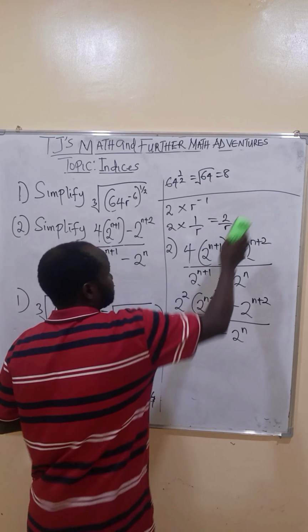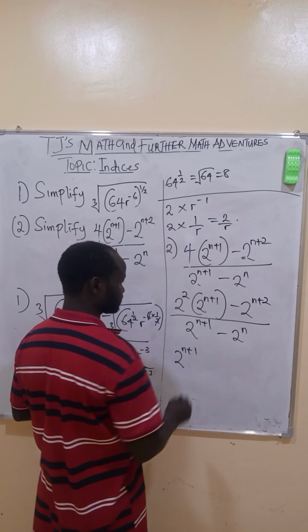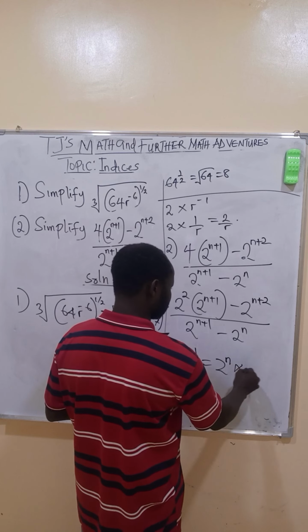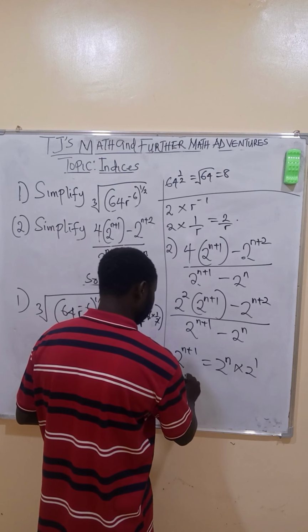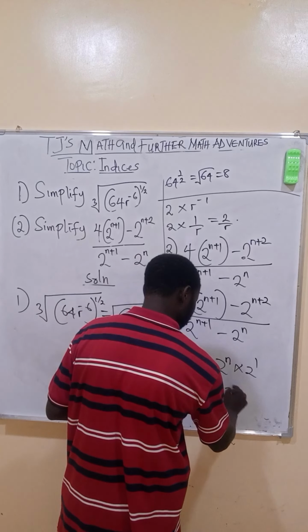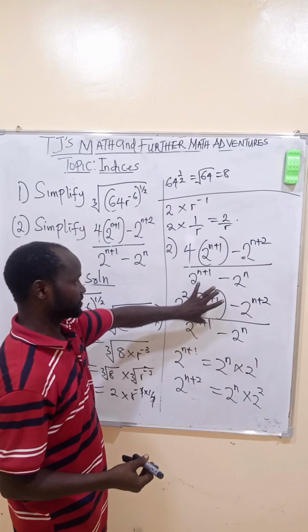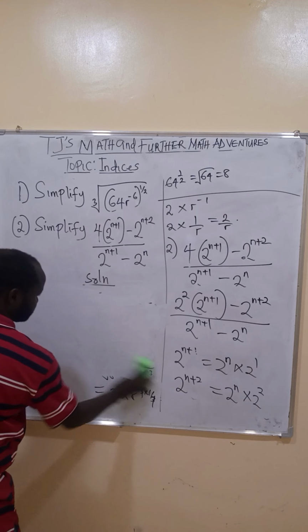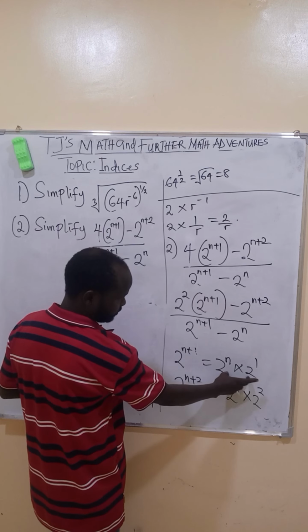We can write this 2 power n plus 1 as 2 power n times 2 power 1. And as well, we can write 2 power n plus 2, using multiplication law of indices now, as 2 power n times 2 power 2. So we'll apply this here. Anywhere we see 2 power n plus 1, we replace it with this.